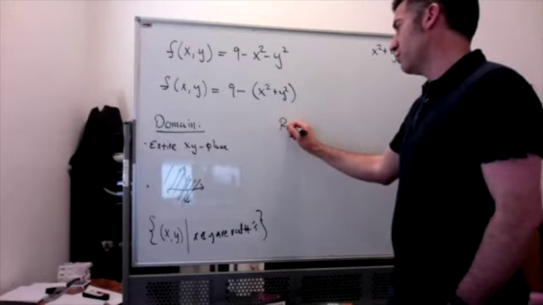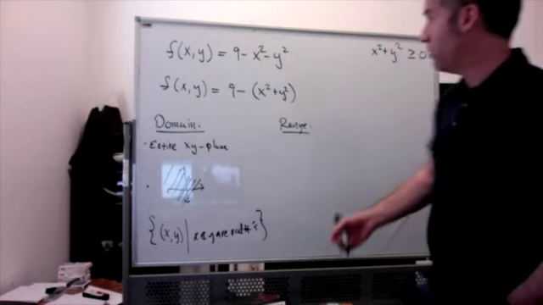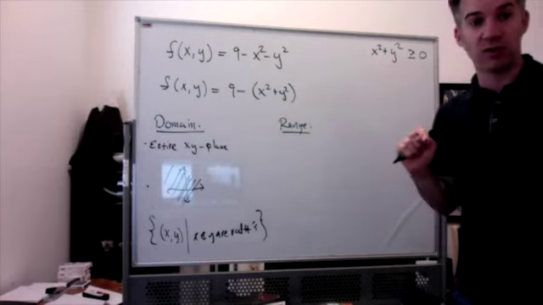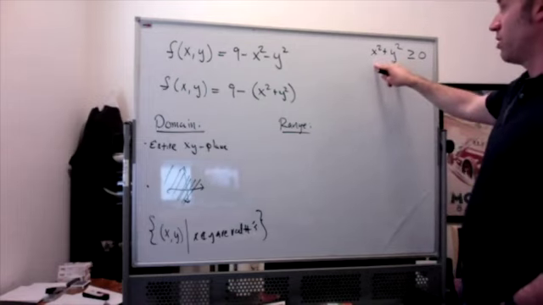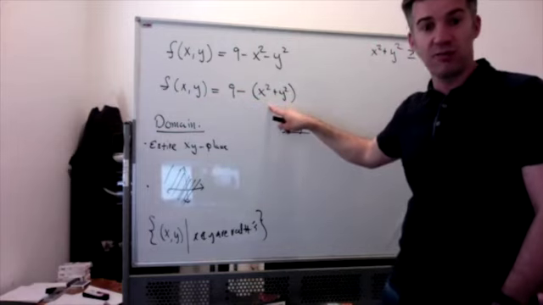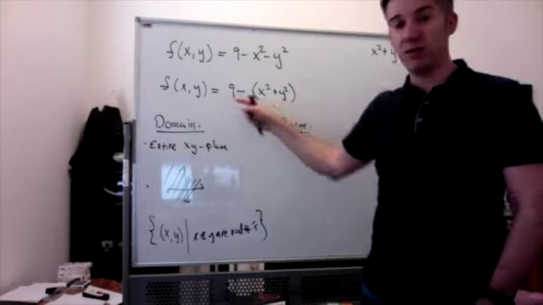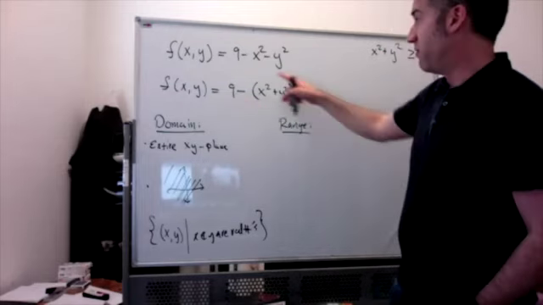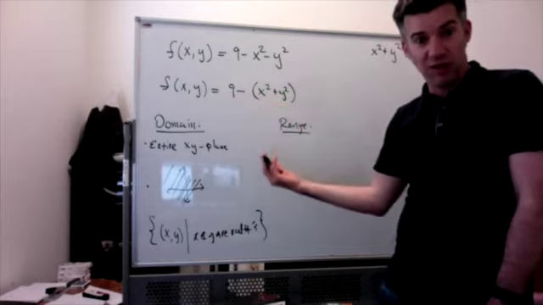So for the range here, that's actually why I noted that x squared plus y squared is always greater than or equal to 0. If this is always greater than or equal to 0, well, then this function is 9 minus something that's always bigger than or equal to 0. So if this is 0, then the function has a value of 9. But if this is bigger than 0, then the function is going to have a value that's smaller than 9.